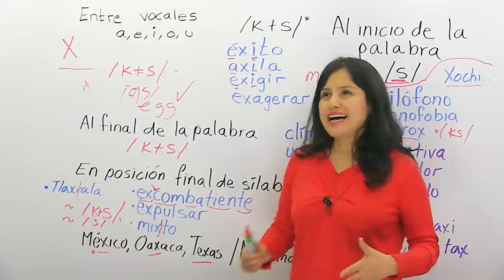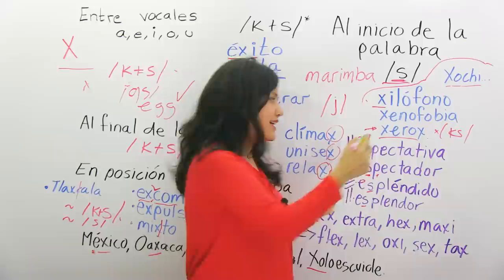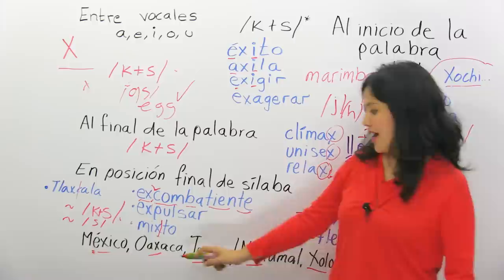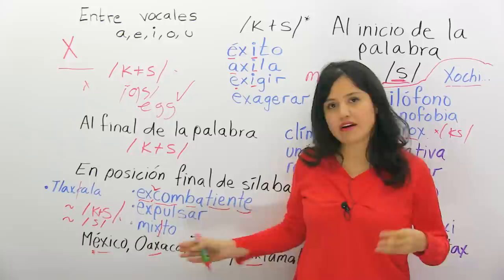And that's a different sound, right? Yeah, it is not an X and it is not an S. It is a kind of a J in Spanish, or if you want to put it in English, it's like the H, right? México, México, Oaxaca, Texas. And that is because we preserve the ancient way of writing them. These are historical words, so we keep them as they are.